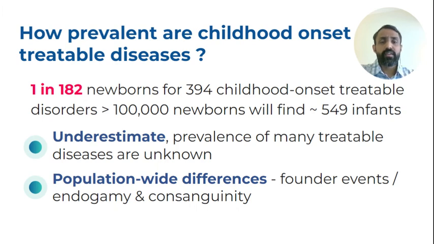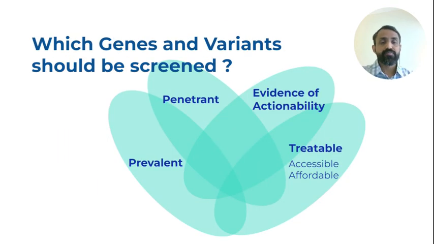If you ask me how prevalent treatable genetic disorders are, there are many estimates. One of the estimates is that approximately 1 in around 182 newborns across around 390 childhood-onset disorders are today treatable. And that is quite large. And in many ways, I think this is an underestimate because the prevalence of many treatable genetic conditions is not really known. And of course, there are population-wide or even subpopulation-wide differences in the prevalence of many of these conditions. But 1 in 182 is quite a significant number to be looking at.